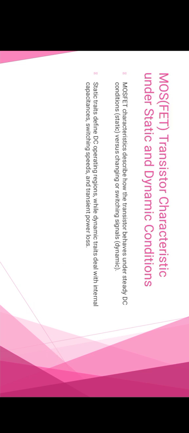Next is MOSFET transistor characteristics under static and dynamic conditions. MOSFET characteristics describe how the transistor behaves under steady DC conditions versus changing or switching signals. Static traits define DC operating regions, while dynamic traits deal with internal capacitance, switching speeds, and transient power loss.